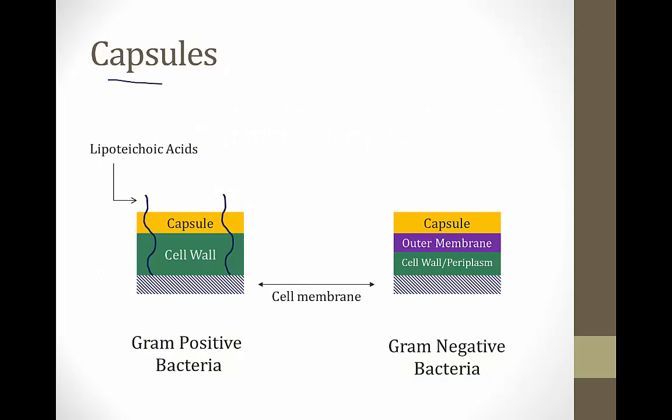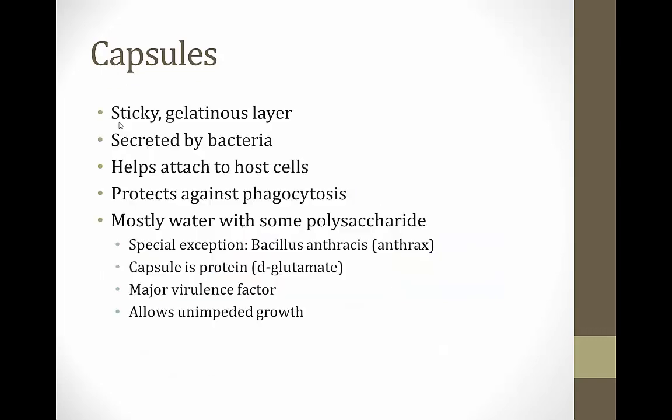Now let's talk about capsules. So outside the cell wall of gram-positive bacteria, you sometimes find a capsule. Not all bacteria have them, but some of them do. And also outside the outer membrane of some gram-negatives, you will also find a capsule. Capsules are a sticky gelatinous layer that's secreted by the bacteria, and because it's sticky, it helps it to attach to host cells. Capsules also provide some protection against phagocytosis so that the immune system can't kill the bacteria.